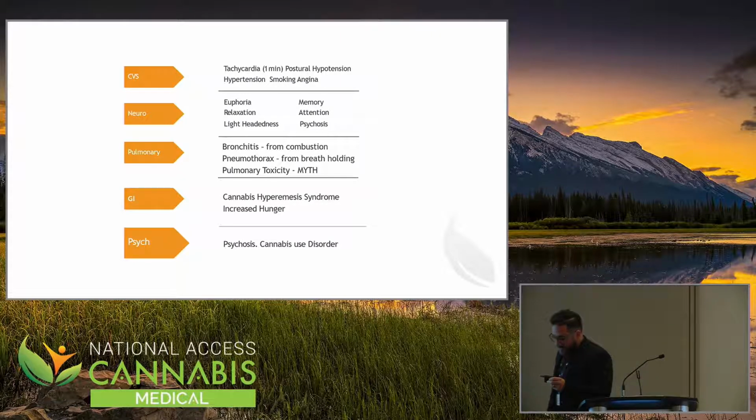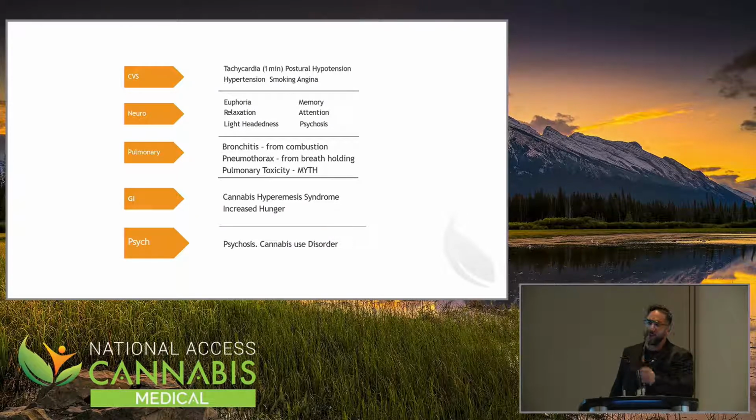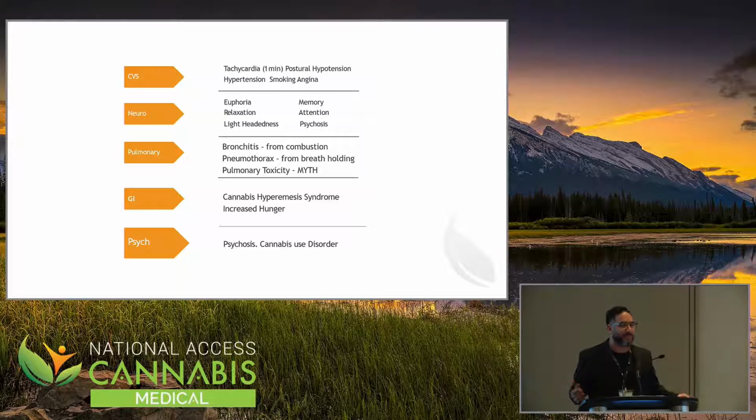Bronchitis. Bronchitis is not from vaporizing. It's not from the cannabis. It's actually an antioxidant. Both THC and CBD, and the leaves and everything in them, are actually quite good as antioxidants. The problem is that combustion can cause bronchitis.